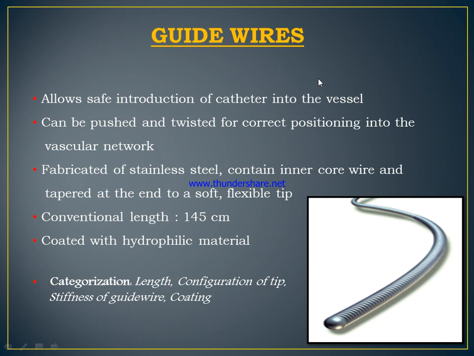There are table features of the angiographic table, and in case of accessories, we use guide wires, which allow the safe introduction of a catheter into the blood vessels and can be pushed and twisted for correct positioning in the vascular network. The guide wire is fabricated of stainless steel, contains an inner core wire, and is tapered at the end into a soft, flexible tip. Length is 145 cm. It's coated with hydrophilic materials. Categorization is on the basis of length, configuration of tip, stiffness of guide wire, and coating.